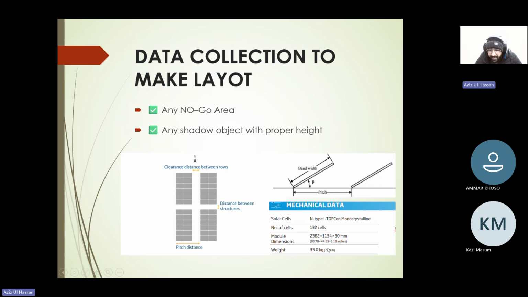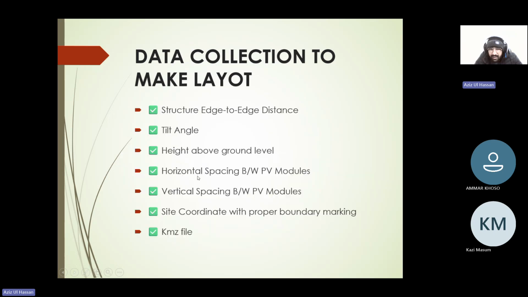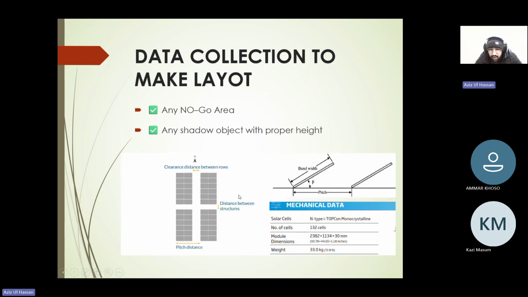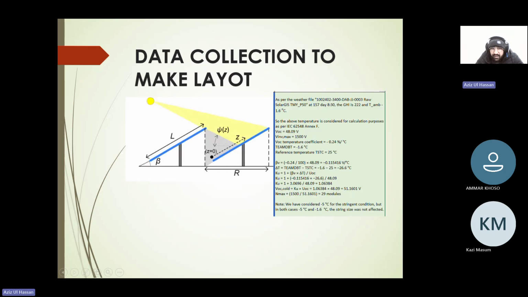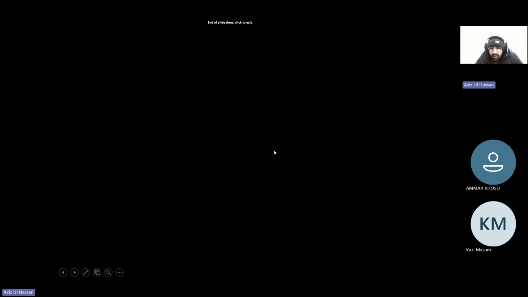This is the pitch I have marked. This is basically the clearance between them. Horizontal spacing between PV modules and vertical spacing between PV modules. This is called the vertical, the clearance between rows. And this is called the horizontal spacing, the distance between the structures. And this is the pitch area, as I just mentioned. Then the data collection, like the length. This is basically for the bifaciality.